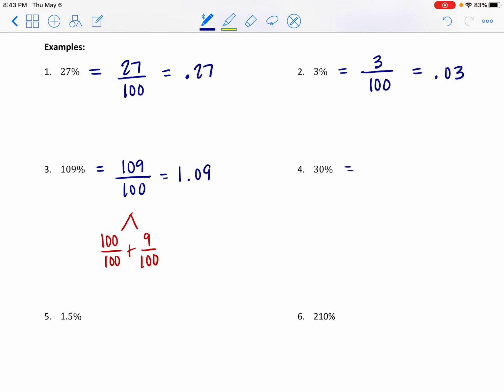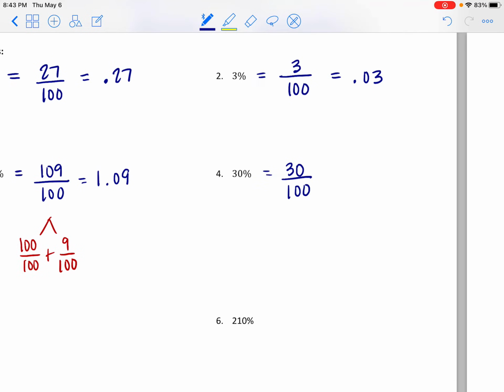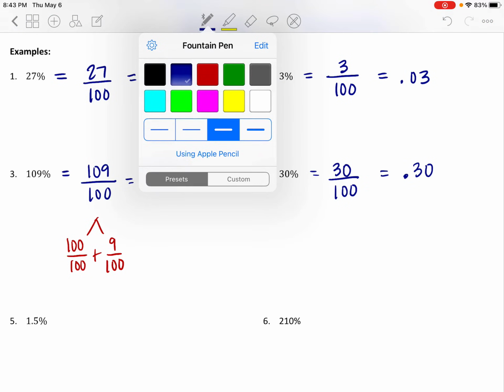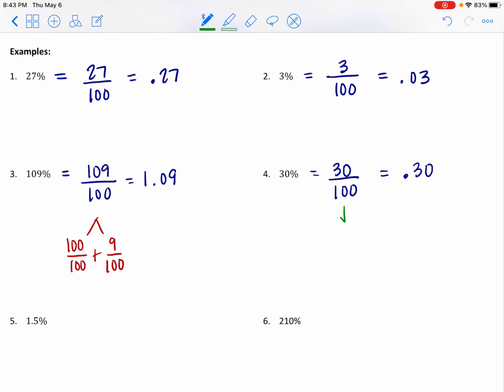30%. 30% translates to 30 out of 100, and 30 out of 100 would be 30 in the hundredths place, so 0.30. Now both of those technically can be simplified. I know I could divide both the top and the bottom of the fraction by 10. If I divide by 10 on the top, I'm going to be left with 3. If I divide by 10 on the bottom, I'm going to be left with 10. So 3/10 would be the preferred, simplified fraction form.